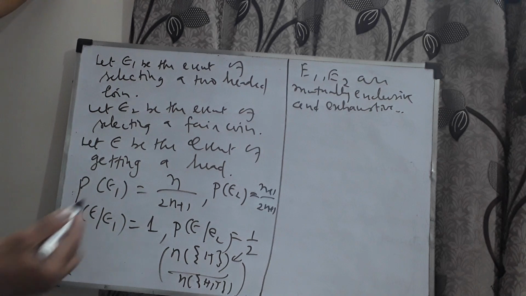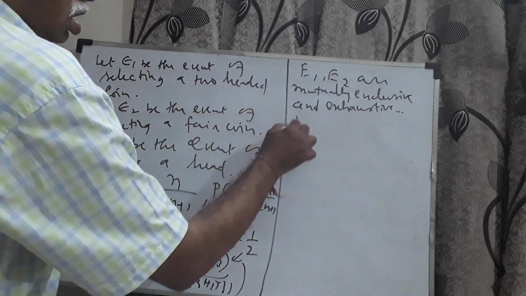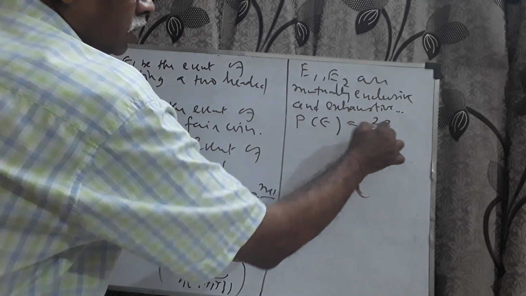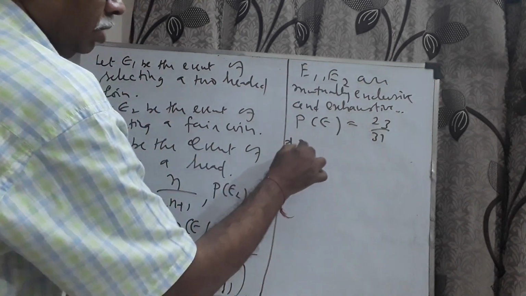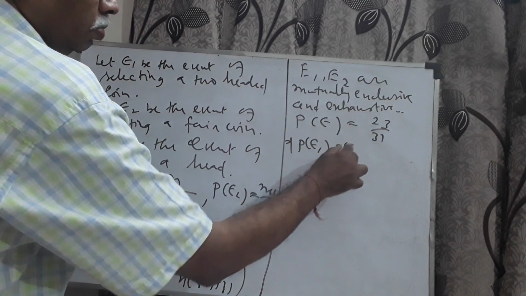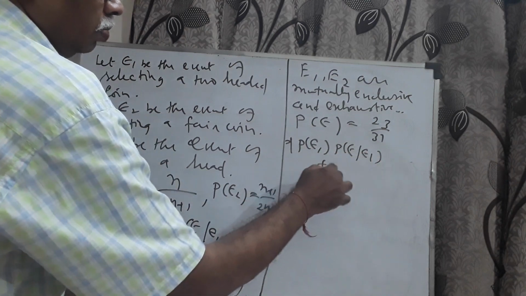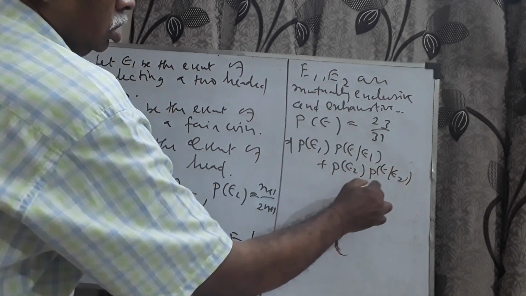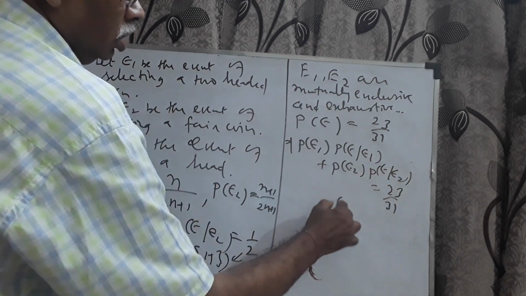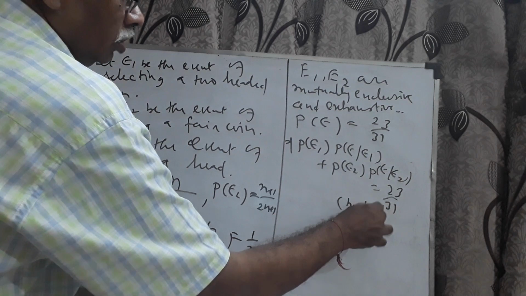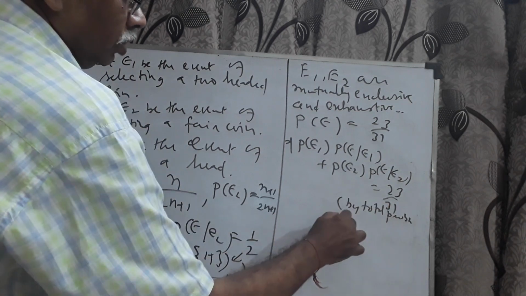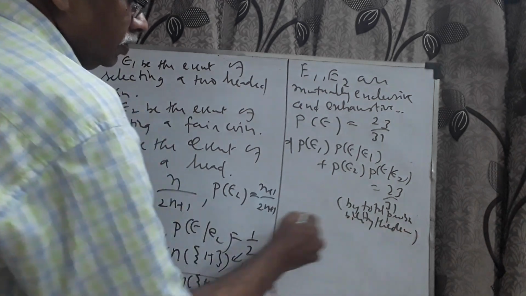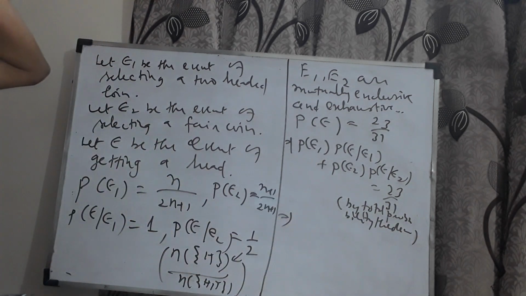Both are the same. Now, P of E, the condition given here, is 23 by 31, which can be written as P of E1 into P of E bar E1 plus P of E2 into P of E bar E2 is equal to 23 by 31. This rule is called the total probability theorem. It's just half of your application of Bayes theorem.